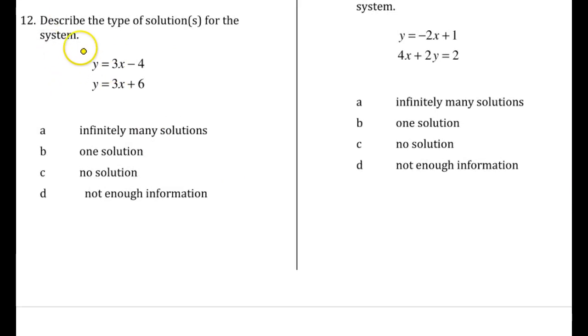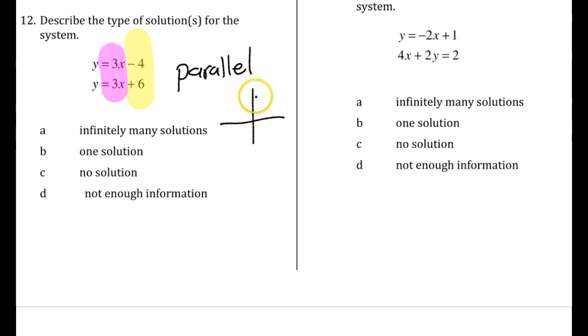And the last two are very closely related. Describe the type of solutions for the system. So these have the same slope. What is that? And different y-intercepts. So what kind of lines are those? Visually, what do they look like? Parallel. Yeah, see? Those are parallel. And if the solution is where they intersect and the two lines don't intersect, that means there is no solution.